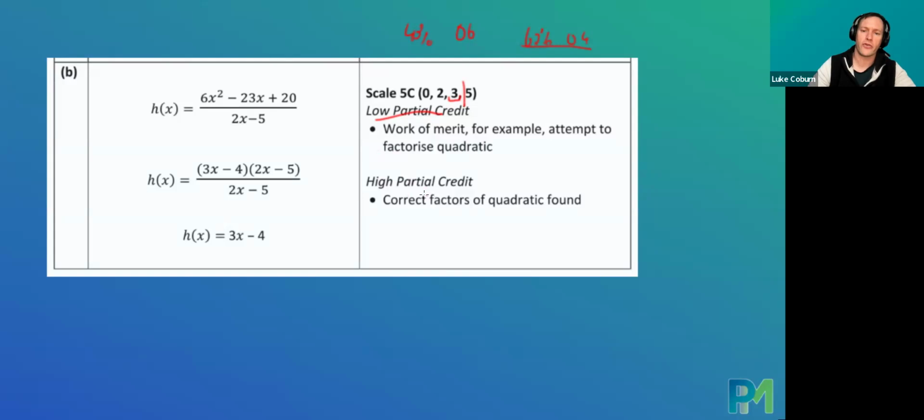Okay, what about getting to the high partial credit? So, correct factors of the quadratic. If we get down to there, we've gotten the high partial credit, the 3 out of 5. It's a little bit like imagine you're trying to get from this land mass to this land mass here, and this is 0, and this is full marks, 5. Here's a stone, and this will be worth 2, and this one here will be worth 3. You make that jump, and you've just gotten the 2 out of 5. You might say, I'm going to stop here.